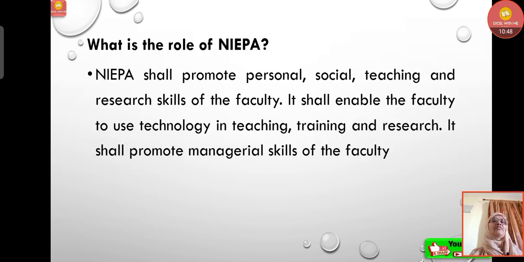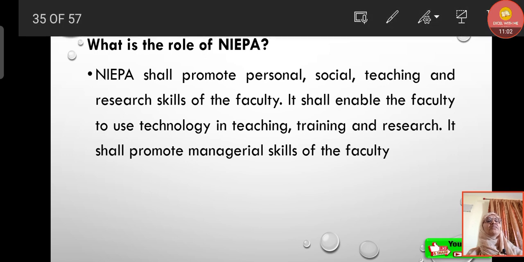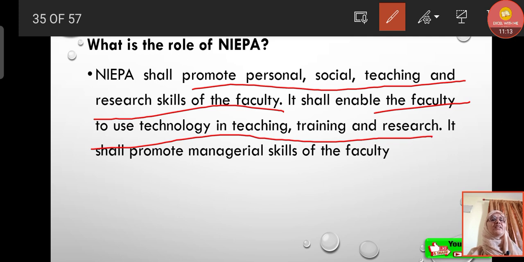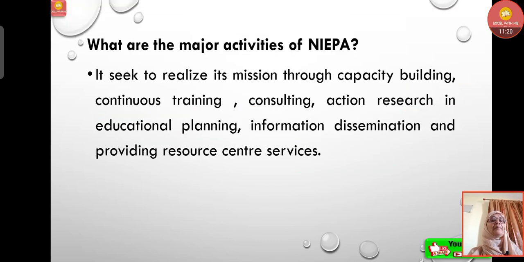Now, what is the role of NIPA here? NIPA shall promote personal, social, teaching and research skills of the faculty. It shall enable the faculty to use technology in teaching, training and research. This is a very important point. It shall also promote managerial skills of the faculty. These are the three important points.